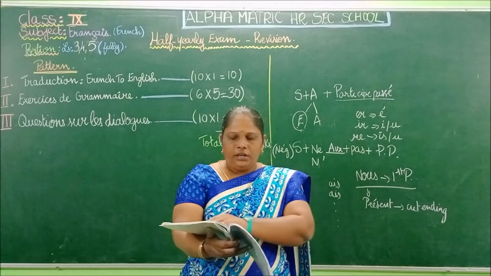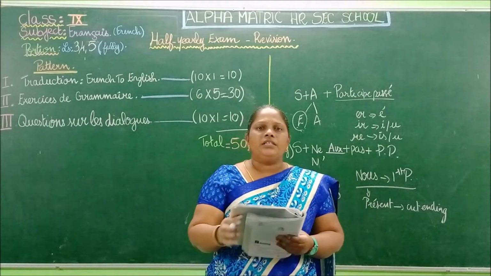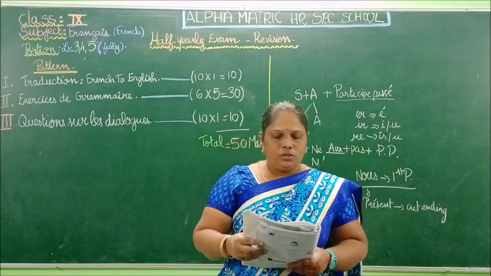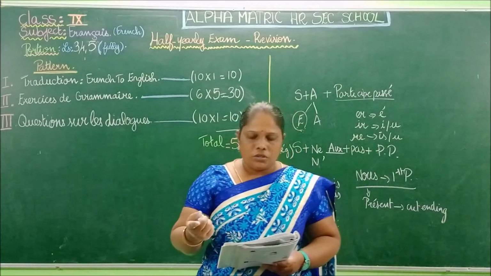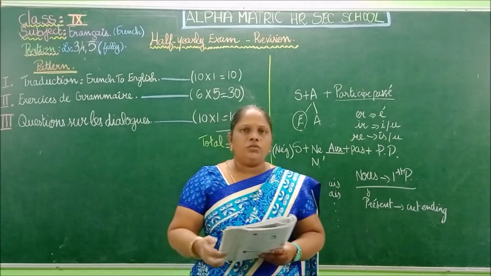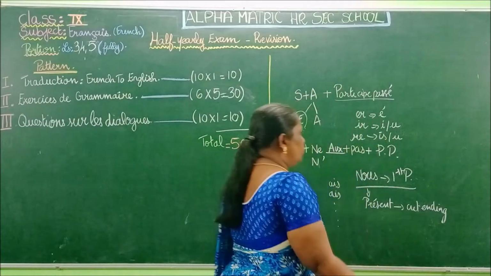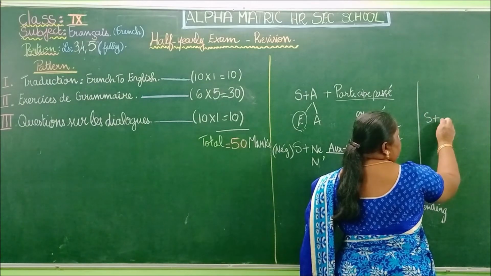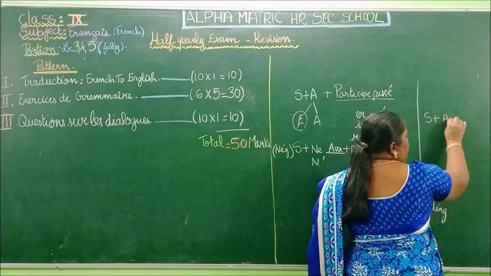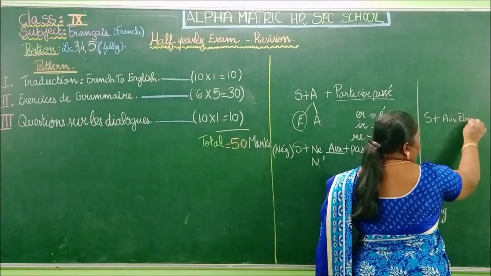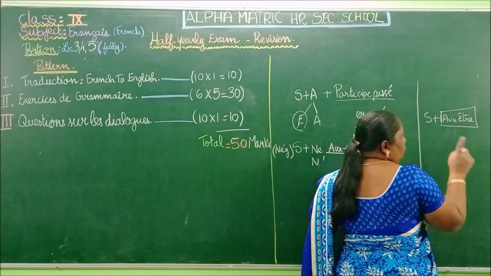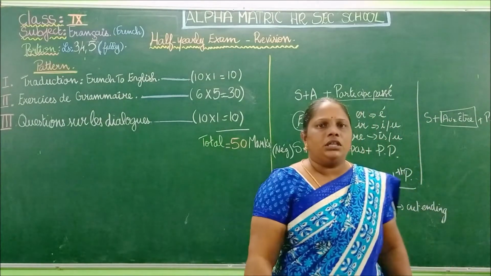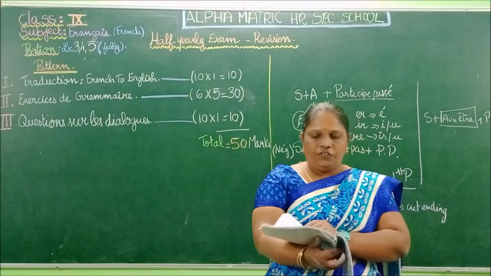In that grammar, you have the present tense of the pronominal verbs. So pronominal verbs, okay, so you have se laver, se sentir, se moucher. For pronominal verbs, we are going to use auxiliaire être. So pronominal verb in the past tense: subject plus what? Auxiliaire être. So be careful. You are going to use auxiliaire être only for pronominal verbs. We should not use auxiliaire avoir. So refer to your grammar.